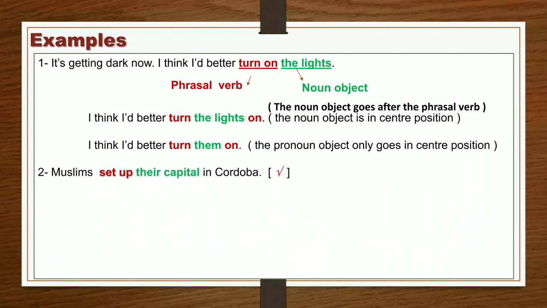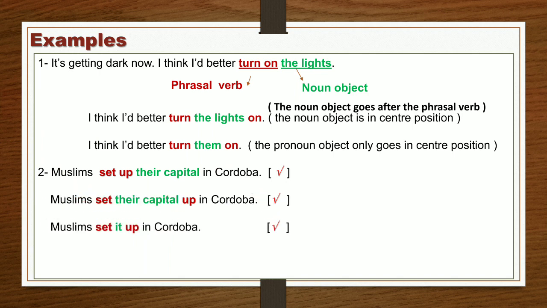2. Other example. Muslims set up their capital in Cordoba. المسلمون أسسوا عاصمتهم في قرطبة. لاحظي their capital is the object after the phrasal verb, or we can say Muslims set their capital up. لاحظ استخدمنا المفعول به في الوسط أو يمكن أن نقول Muslims set it up in Cordoba. استبدلنا المفعول به بضمير وجاء الضمير في الوسط بين الفعل وحرف الجر. But we can't say Muslims set up it in Cordoba بمعنى لا نستطيع أن نستخدم الضمير بعد الفعل المركب.